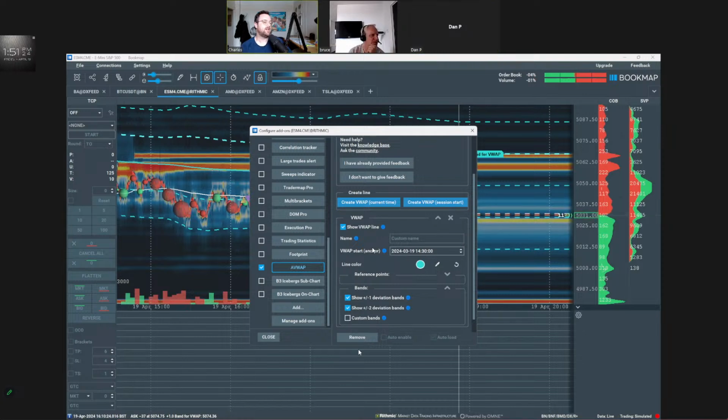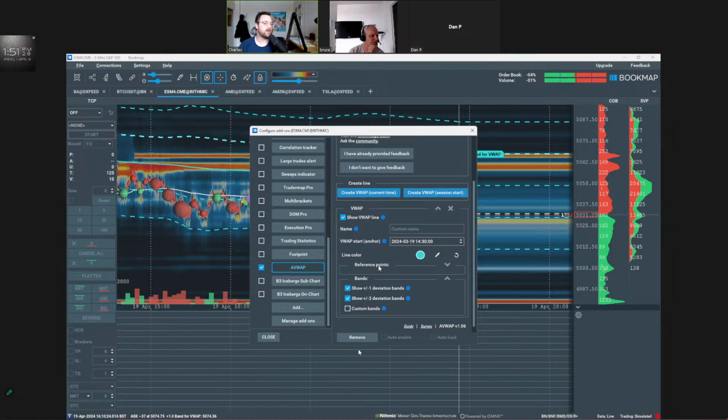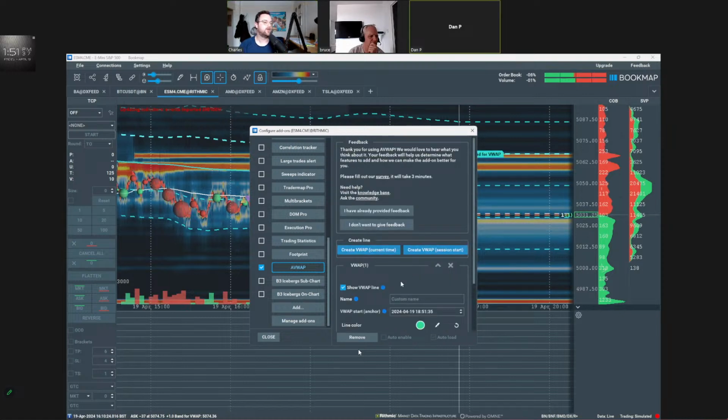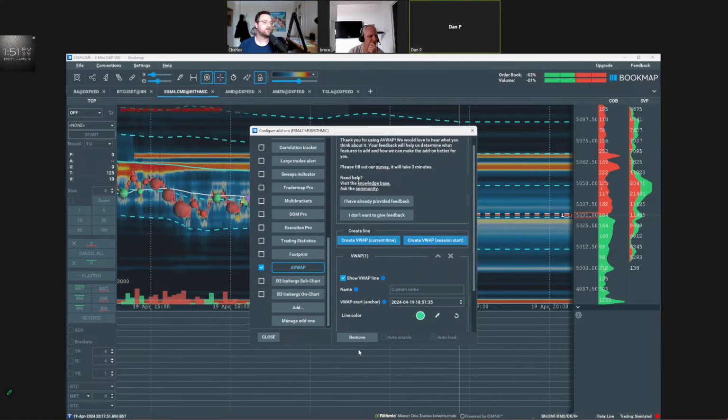So if you wanted to, let's say right now at this moment, there was a big wave of short covering or something like that, and you wanted to start the VWAP right now, you could just go create from current time and it would do it? Yep. Straight away. My time at the moment is 10 to 7, and straight away from there.